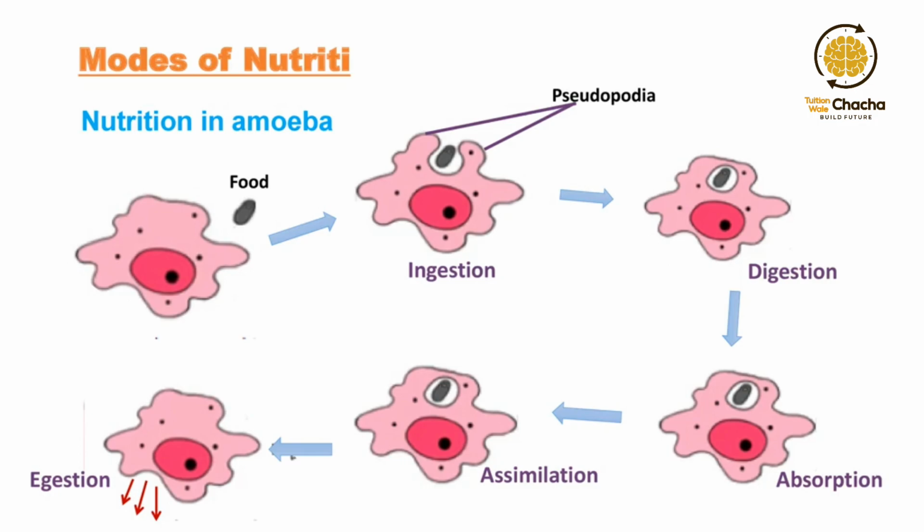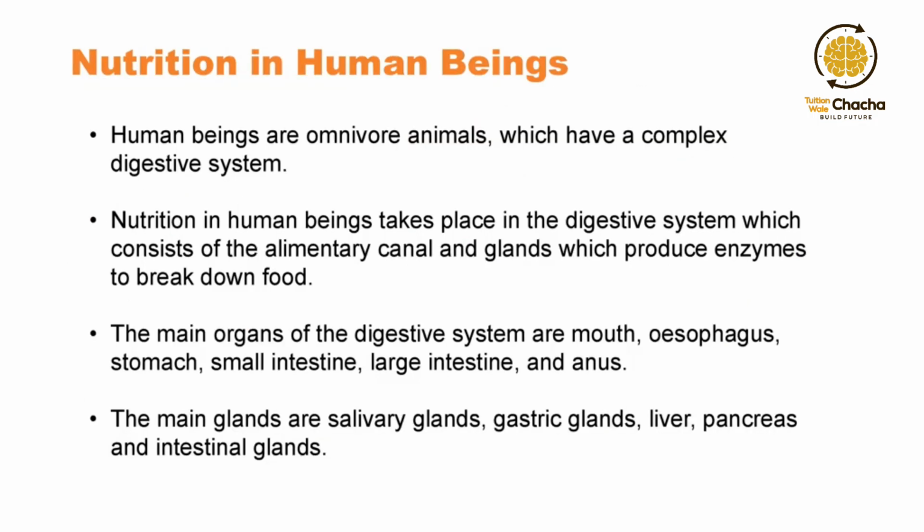Nutrition in human beings. Human beings are omnivorous animals, which have a complex digestive system. Nutrition in human beings takes place in the digestive system, which consists of the alimentary canal and glands which produce enzymes to break down food. The main organs of the digestive system are mouth, esophagus, stomach, small intestine, large intestine, and anus. The main glands are salivary glands, gastric glands, liver, pancreas and intestinal glands.